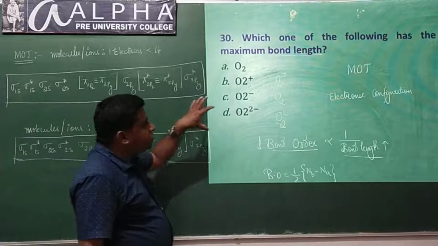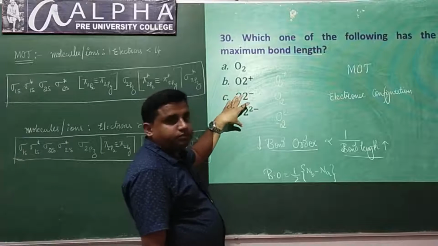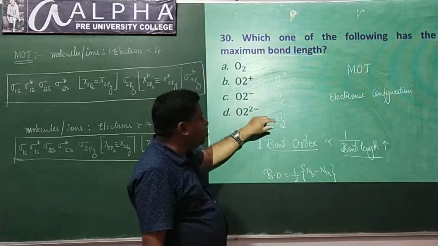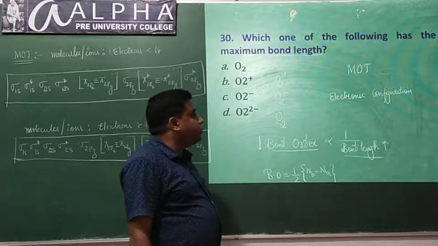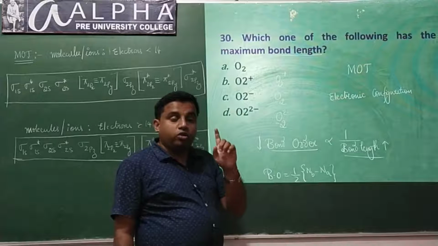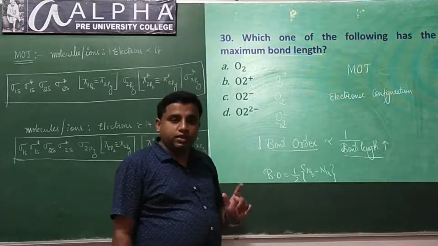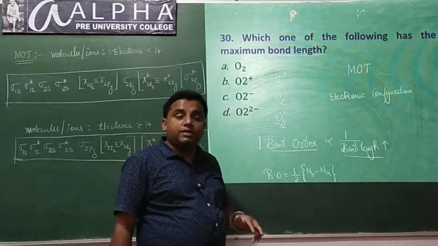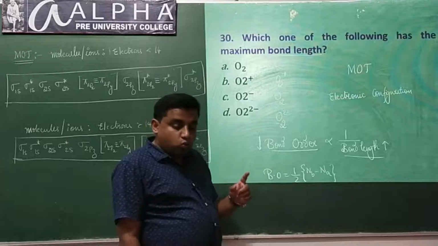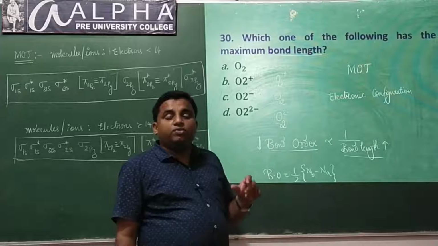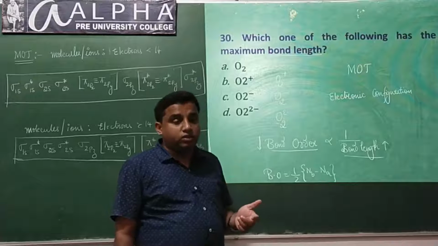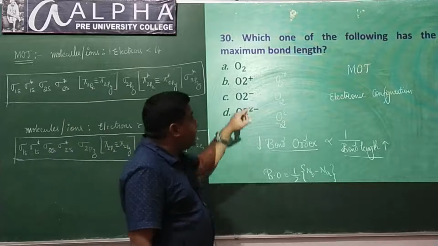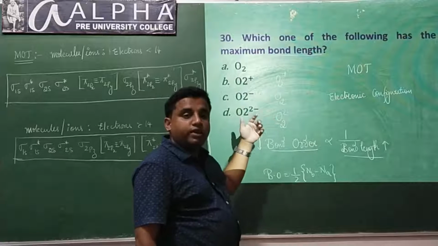Now coming back to this question. Here we have O2, O2 plus, O2 minus, O2 2 minus. How about oxygen? One oxygen has 8 electrons, isn't it? So 8 plus 8, 16 electrons. So one oxygen has 8 electrons, therefore 2 oxygen will have 16 electrons. That means the number of electrons in each of the given species is more than 14.